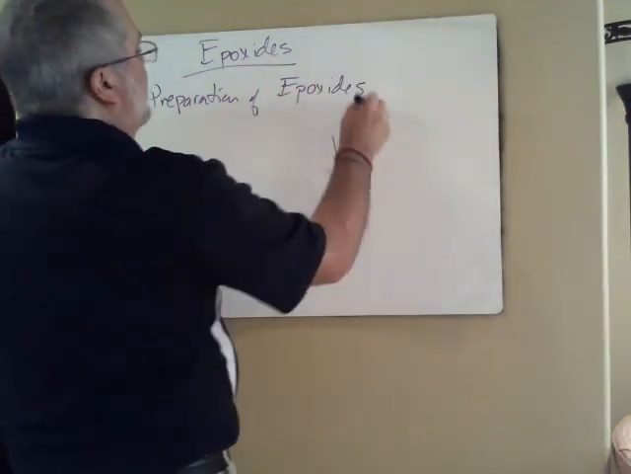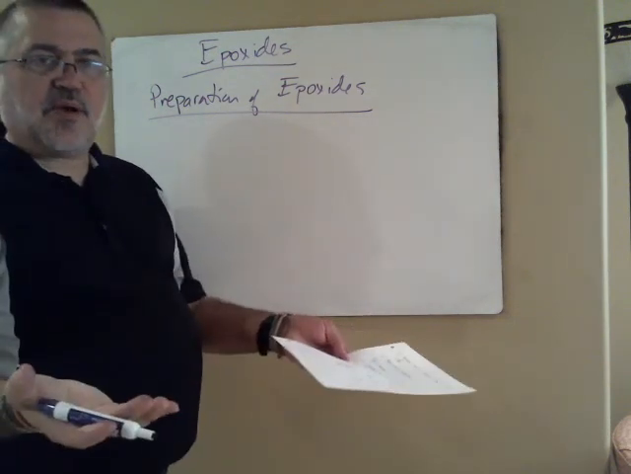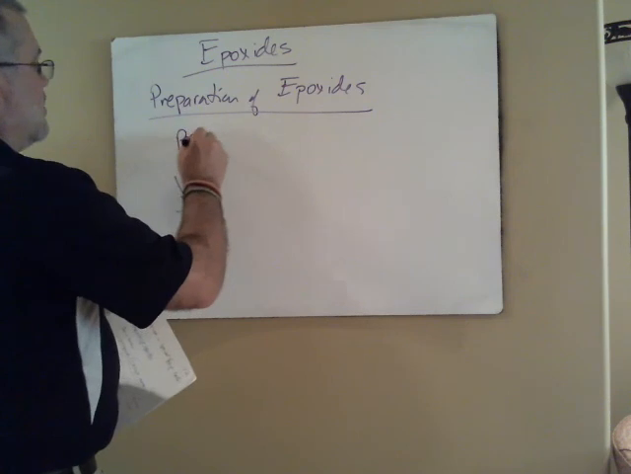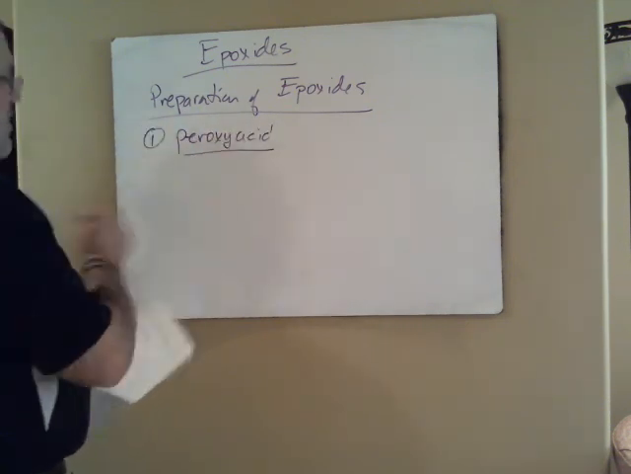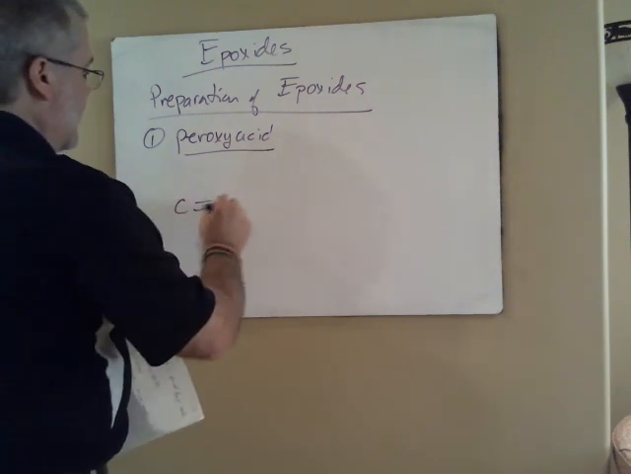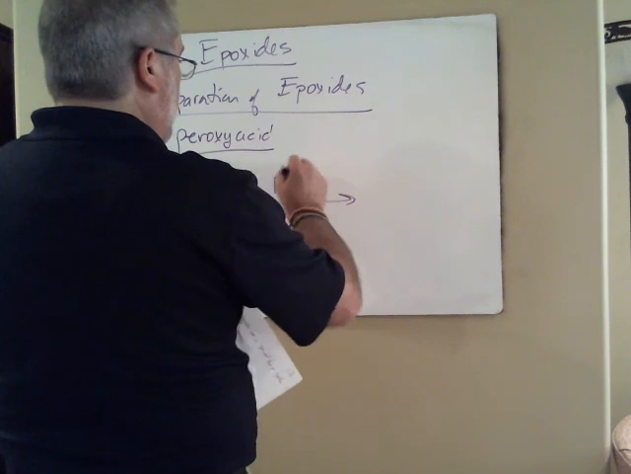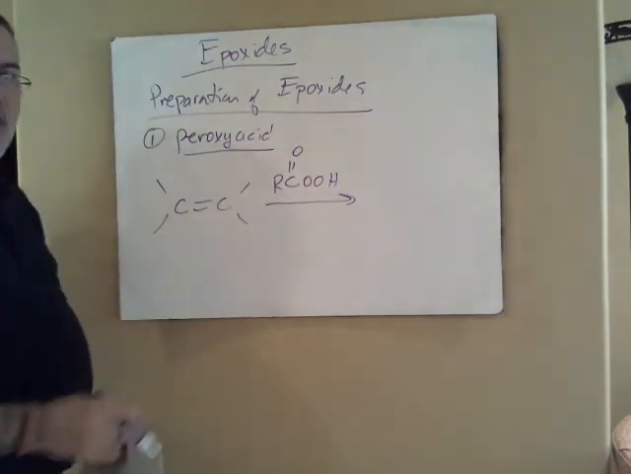And the good news is, this is review. I'm going to write it up here, but it's review. We know how to do it. You use a peroxy acid. So if you remember last semester, we had our alkene, and we would treat it with the peroxy acid. And remember, we always just use the generic.